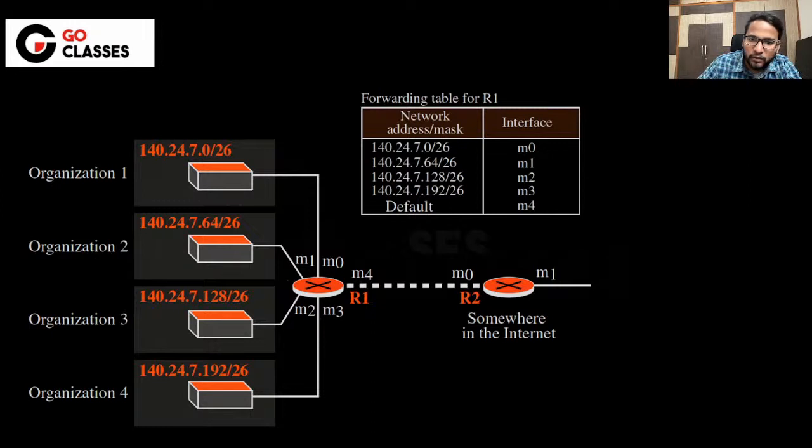So let's suppose this is the routing table for R1. Now, can you tell me what is the routing table for R2? That's a very interesting question. Once you understand it, your supernetting will be clear. See, this is the routing table for R1. Let's write the routing table for R2. What will it be?